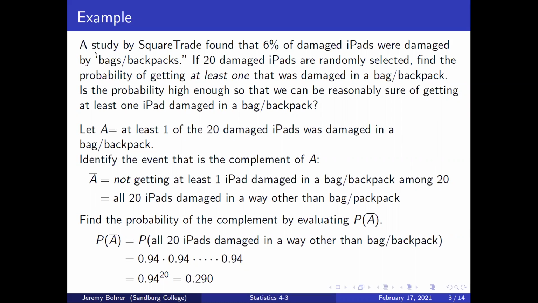The complement of A is not getting at least one iPad damaged in a bag or backpack among 20. So all 20 iPads are damaged in a way other than a bag or backpack. Find the probability of the complement by evaluating the probability of the complement of A. The probability of the complement of A is the probability that all 20 iPads were damaged in a way other than a bag or backpack, which is 0.94 times 0.94 times so on and so forth times 0.94. That's 20 0.94s being multiplied together. So that's 0.94 to the 20th power, which is 0.290.